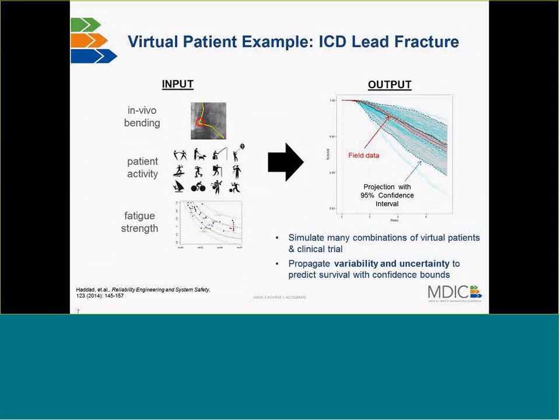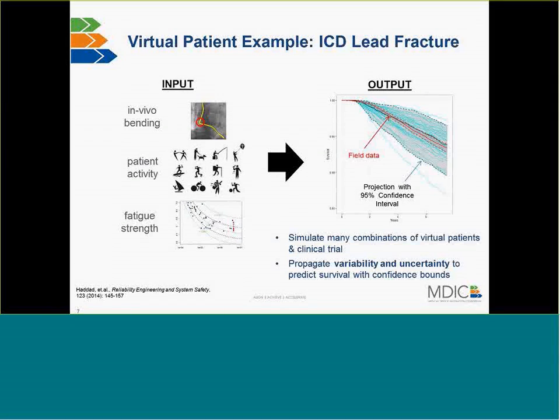And so this is something as straightforward as chest x-rays or fluoroscopic sequences of patients that have had defibrillator leads implanted. They go about arm movements, our activities of daily living. We see how much the lead bends, and that gives us a distribution for how much curvature the lead has. The next place we go to is activity.